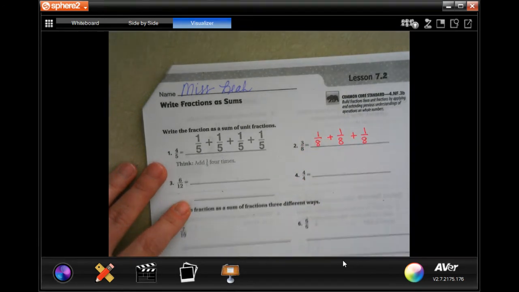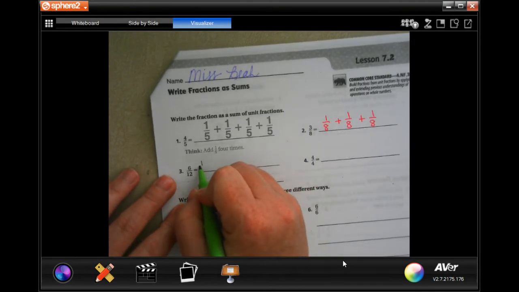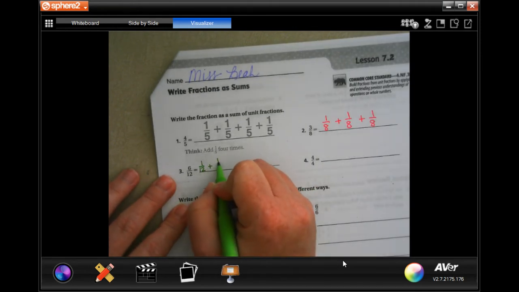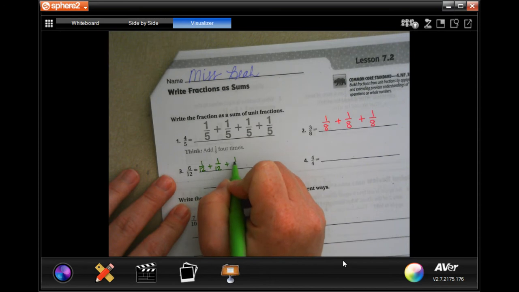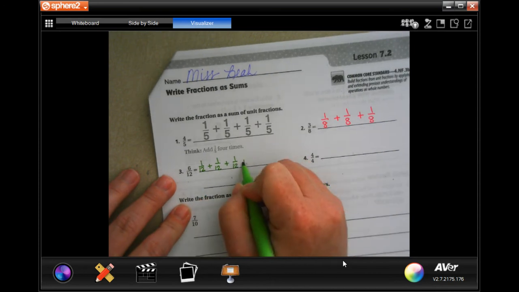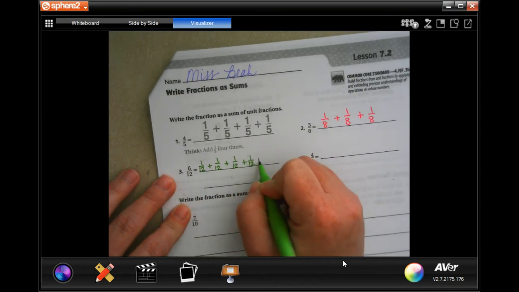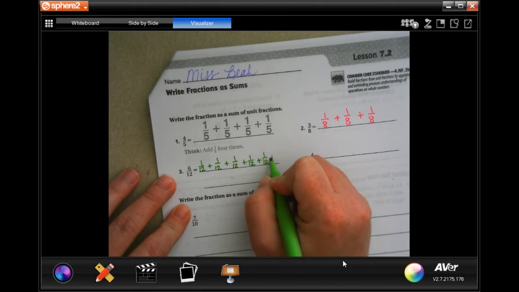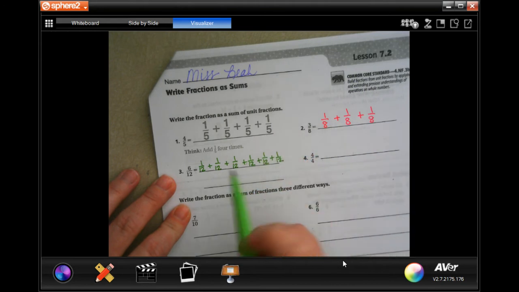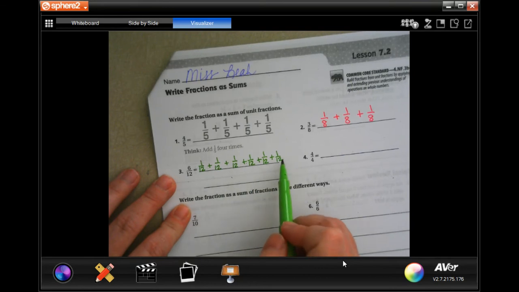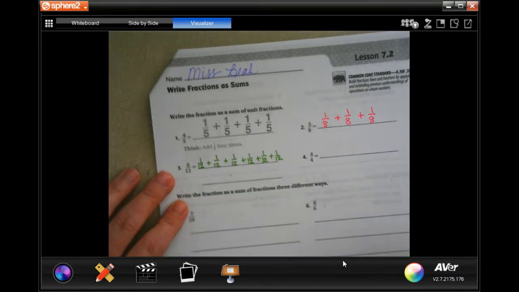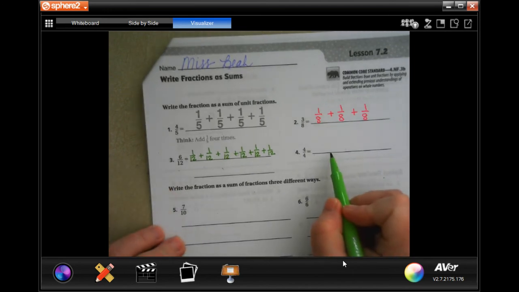Okay? All right, so then 1/12 plus 1/12 plus 1/12, plus 1/12, plus 1/12, plus 1/12. So 1, 2, 3, 4, 5, 6, and the denominator stays the same, okay? You guys go ahead and do this one, you totally can.